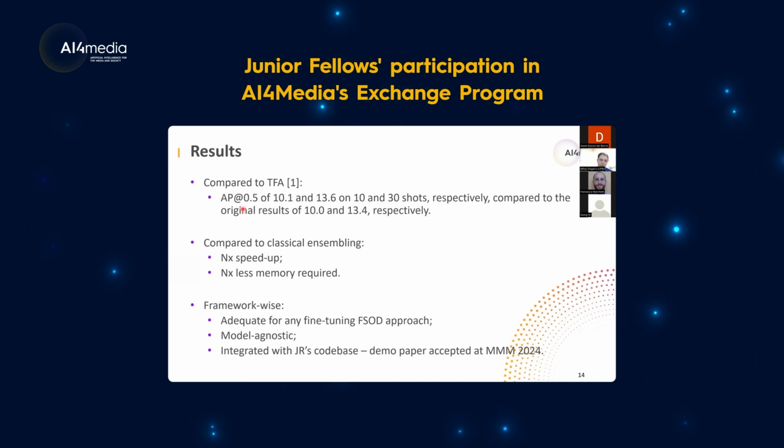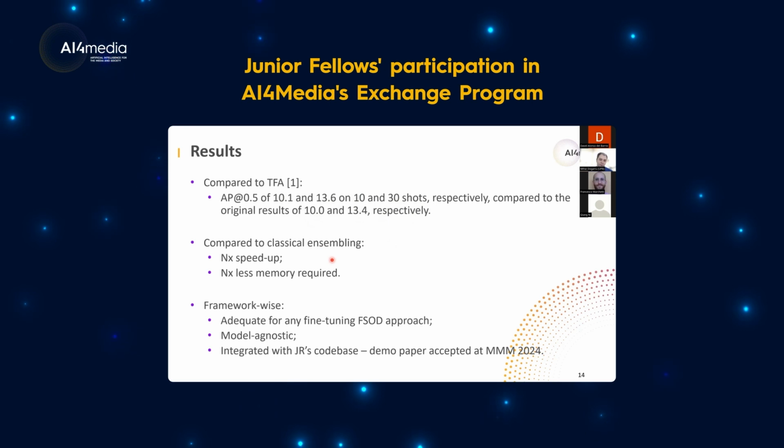So when evaluating the average precision at 0.5, meaning at the intersection over union between bounding boxes of 50%, we have obtained 10.1% average precision on the 10 shots and 13.6% on the 30 shots. This is compared to 10.0 and 13.4. So we have an improvement of 0.1 for the 10 shots case and 0.2 in the 30 shots case.